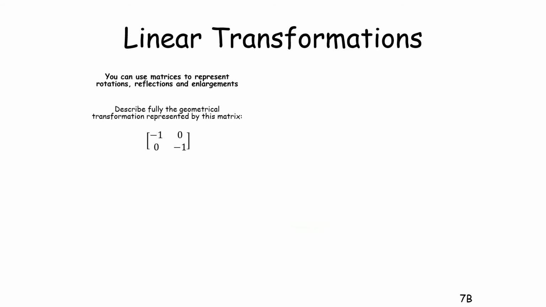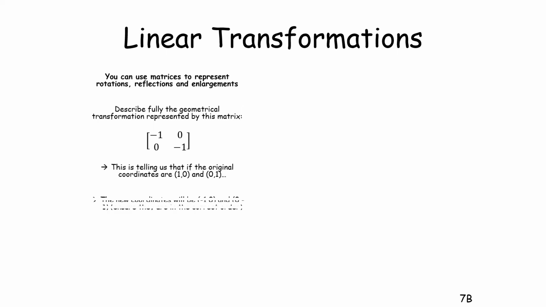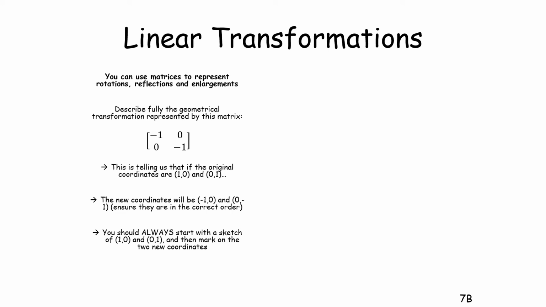Describe fully the geometrical transformation represented by this matrix. So this is telling us if the original coordinates are 1, 0, and 0, 1, the new coordinates will be minus 1, 0, and 0, minus 1. Same as before, make sure you write this in the correct order. We should always start off by sketching the 1, 0, 0, 1, the unit matrix. And now we can start plotting the other one, minus 1, 0, and 0, minus 1.